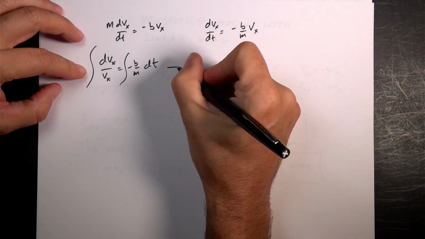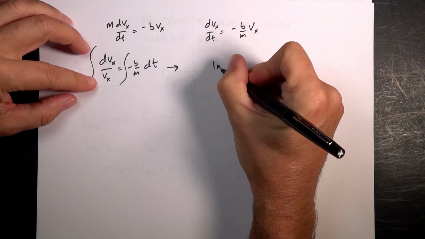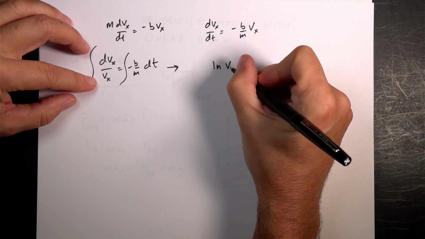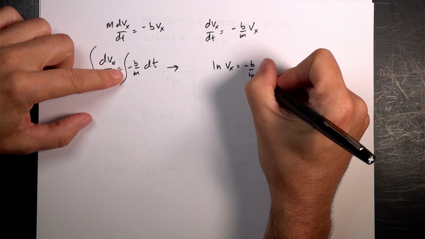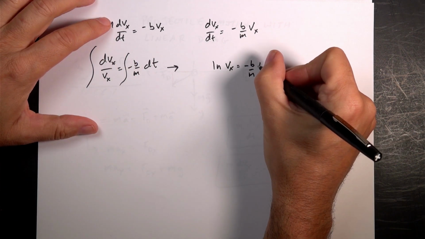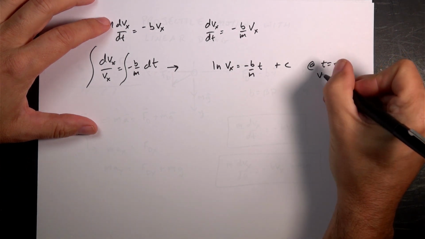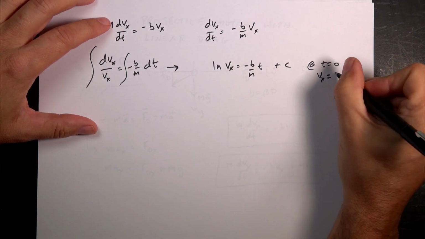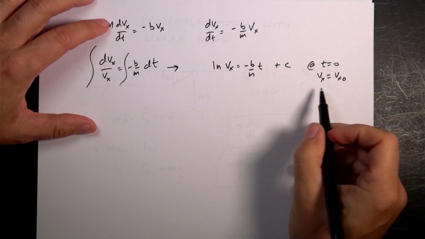If I do that, I get the integral of dv over v is going to be the natural log of vx, ln of vx. And this is going to be negative b over m, which is just a constant, times t, and then plus a constant. And then at t equals 0, vx is equal to vx0. So let's put in t equals 0 and vx as vx0.